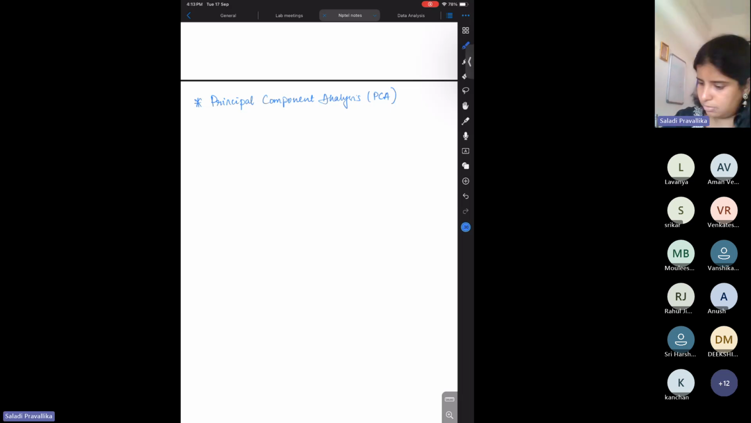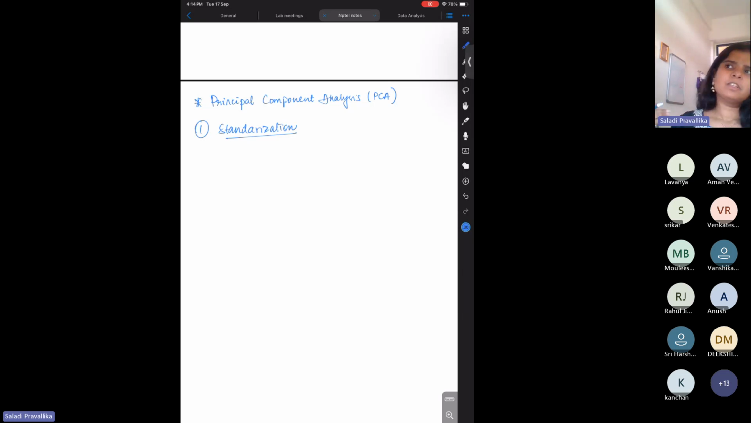Okay, so just write it here. The first one is standardization. So the aim of this step is to standardize the range of the continuous initial variables so that each one of them will contribute equally to the analysis.